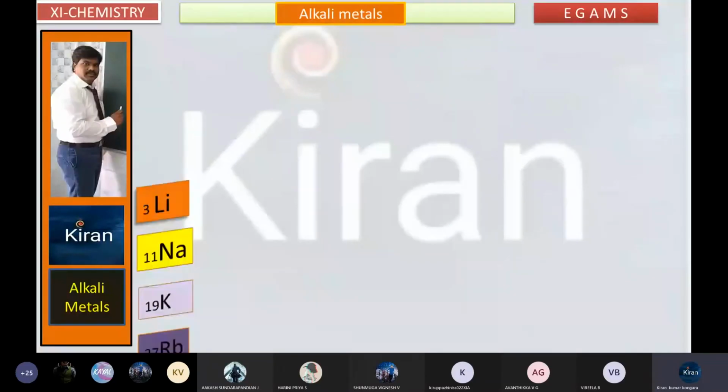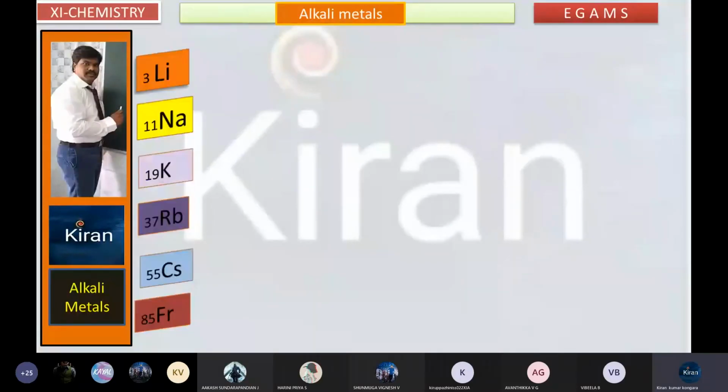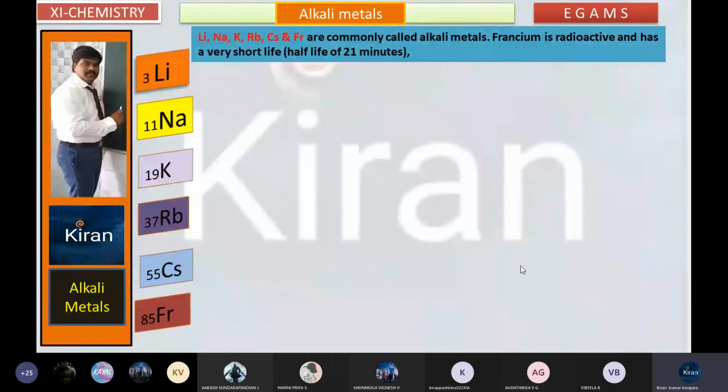Lithium, sodium, potassium, rubidium, cesium, and francium. These elements are known as alkali metals. Why are these elements known as alkali metals? Francium is a radioactive metal, so it always disintegrates. It emits alpha, beta, gamma radiations and changes its atomic weight. Hence, it is involved in radioactivity. This does not come under alkali metals. So lithium, sodium, potassium, rubidium, and cesium belong to alkali metals.